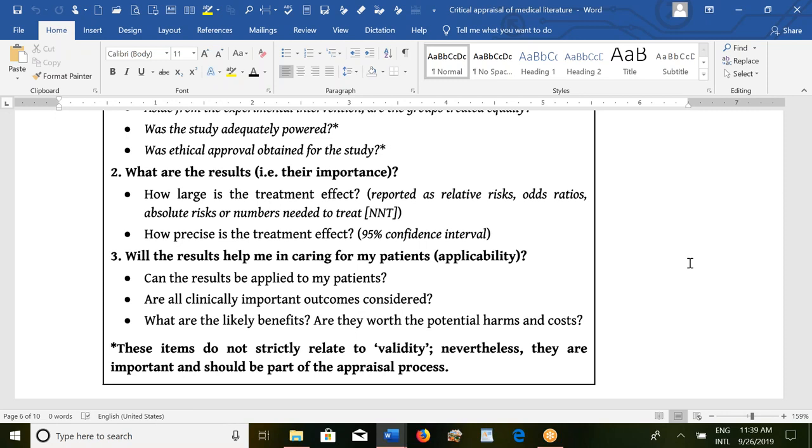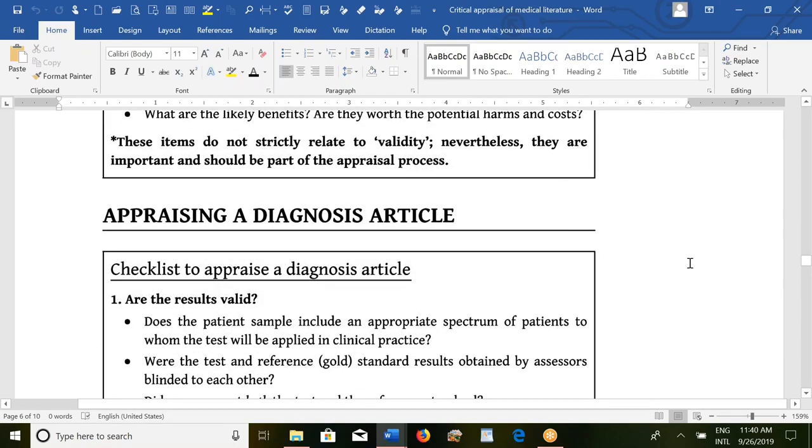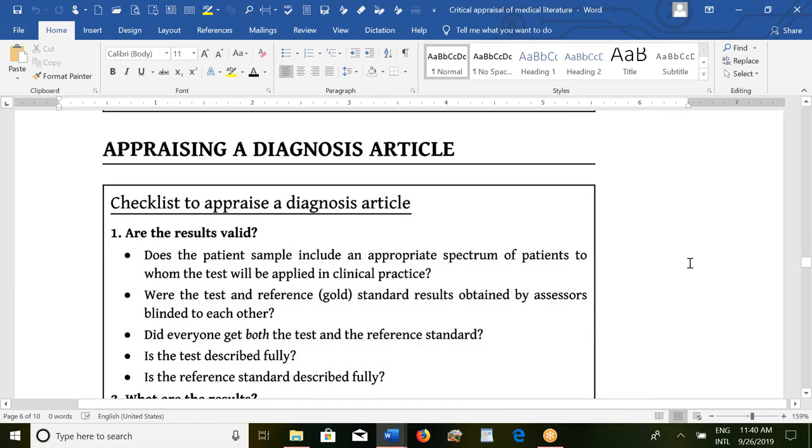Because no intervention is without risk. You will have some benefits and you will have some risks. And everything is going to cost money, so you have to make an overall decision on whether this intervention is helpful. If it can cause harm in 10 patients but 90 patients will benefit, then you will say, yes, it is good, we can take this risk, because no treatment is 100% successful. These items do not strictly relate to validity, nevertheless they are important and should be part of the appraisal process. That is all about the RCT.